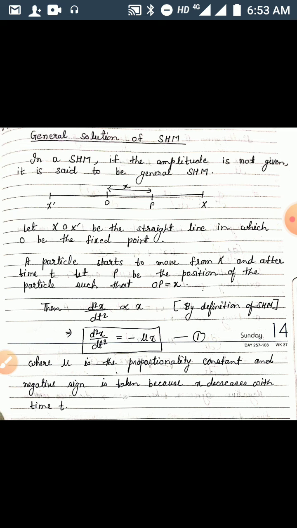So let x O x dash be the straight line in which O is the fixed point. A particle starts to move from x and after time t, let P be the position of the particle such that OP equal to x. Then d2x by dt square is proportional to x by definition of SHM, and this implies d2x by dt square equal to minus mu x. Give it as equation 1. Mu is the proportionality constant and the negative sign is taken because x decreases with time t.